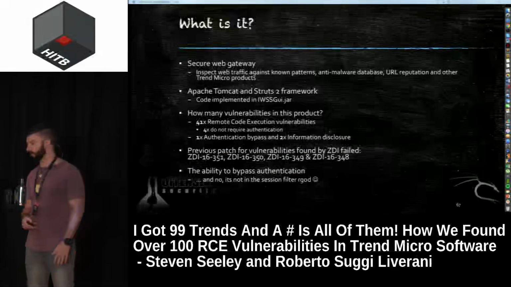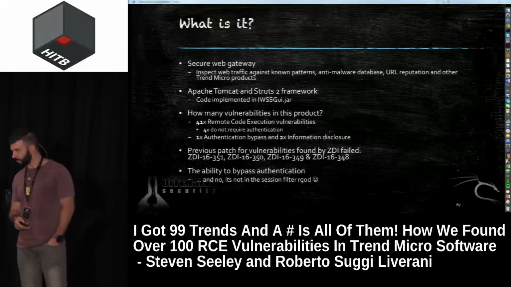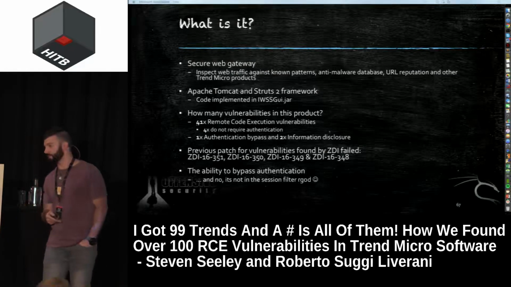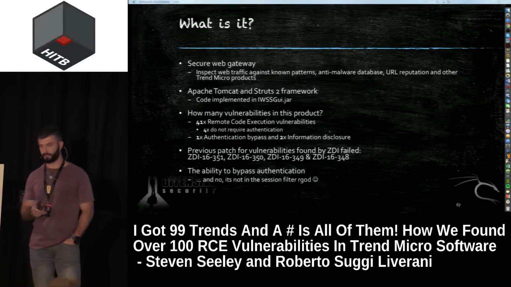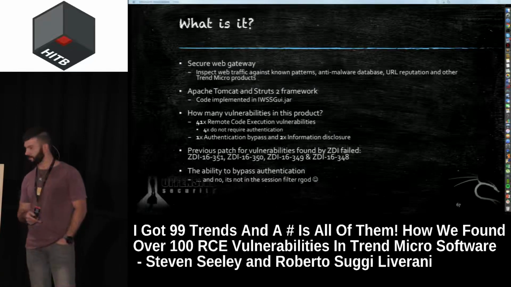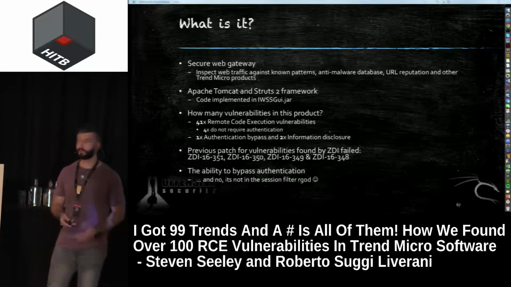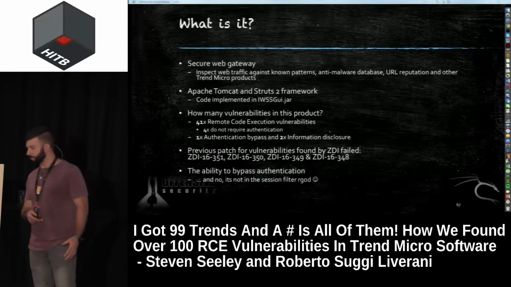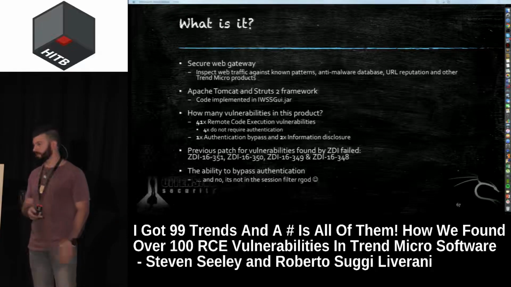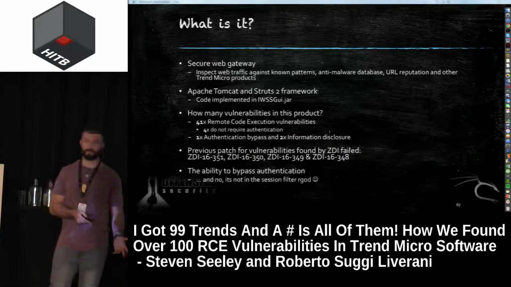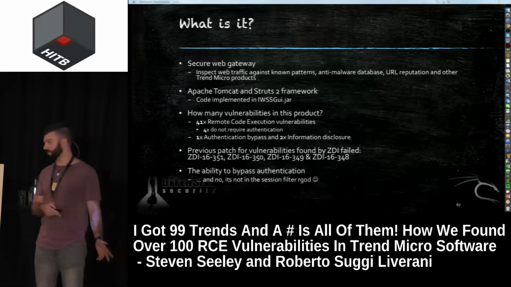This one was another interesting target. It inspects web traffic against known patterns, anti-malware, URL reputation, and things like that. It was somewhat similar to Smart Protection Server. It implemented the Struts 2 framework, so lots of Struts code in Java, which was alright. And we found a lot of bugs in that too. A lot of bugs, or at least some of them, had been found in the previous year.